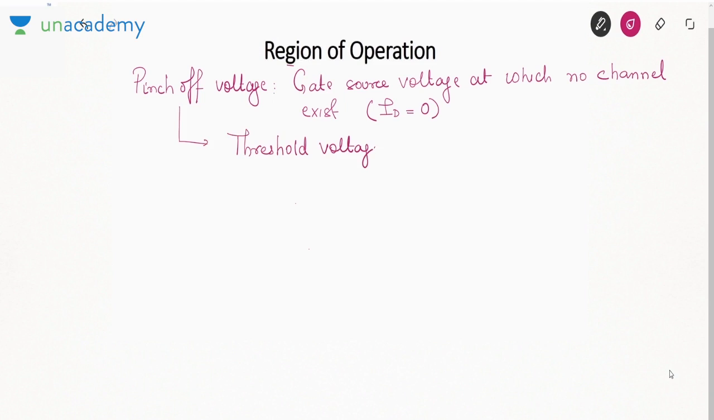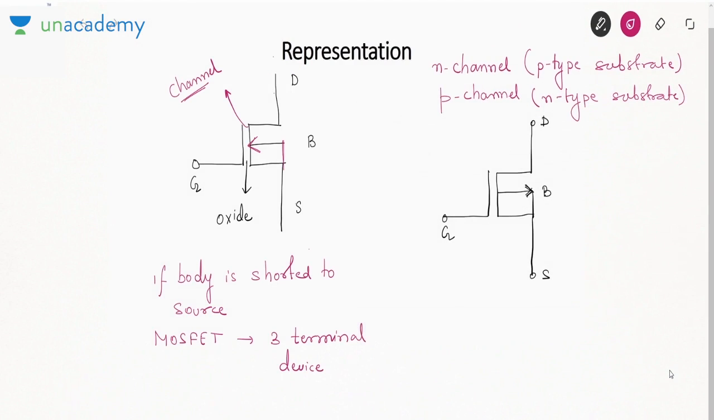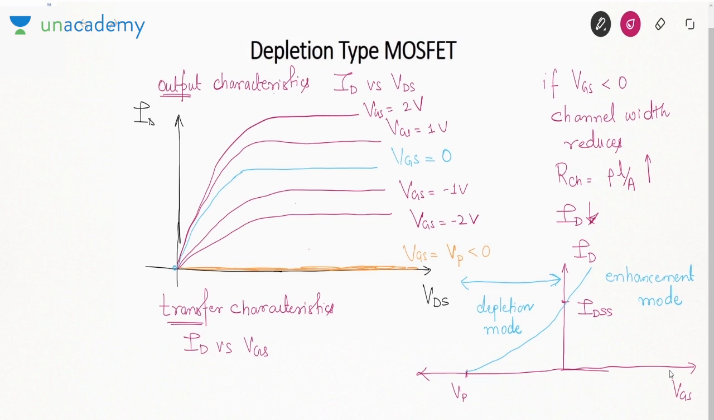In JFET it is called the pinch off voltage, but in MOSFET we call it the threshold voltage. Now when we were studying the characteristics, there are three regions of operation. When current is zero, it is called cutoff. When current varies linearly with voltage, it is called triode, or ohmic region. Ohmic because of linear. And this is called saturation. Like in BJT we had three regions: cutoff, saturation and active. Here the active region is not there. Here we have the ohmic or triode region.